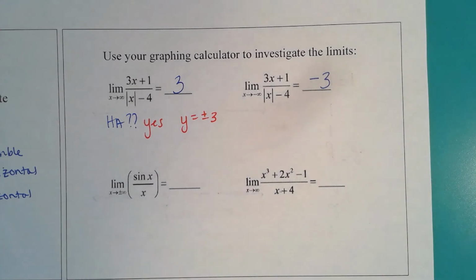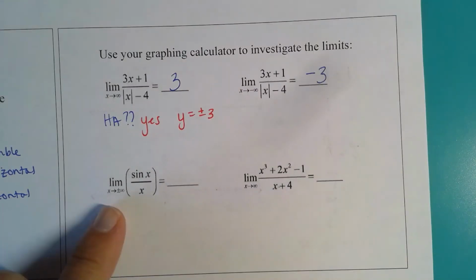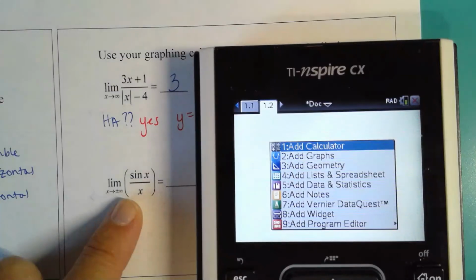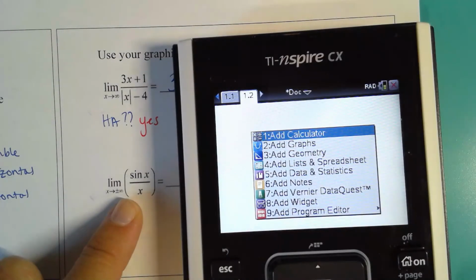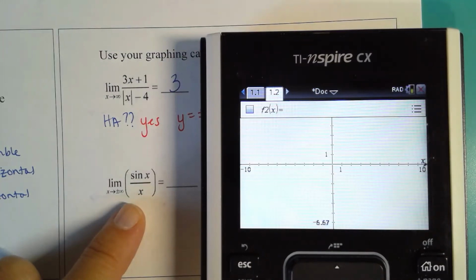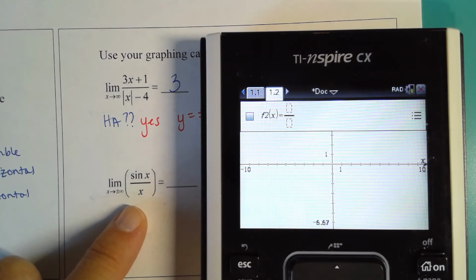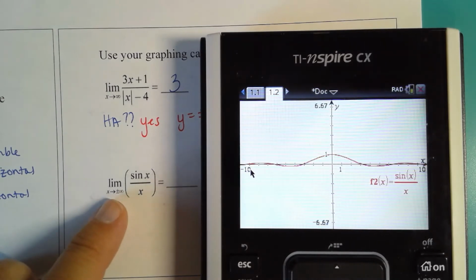Let's talk about this next one. The limit as x approaches positive or negative infinity. A new page, a graph page, because I have a new function. Make sure your calculator is in radians. So we have the sine of x all over x. And this question is asking for the limit as x approaches positive or negative infinity.